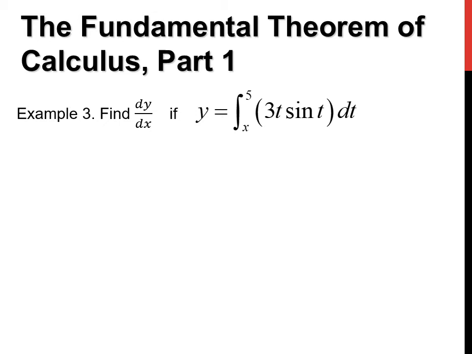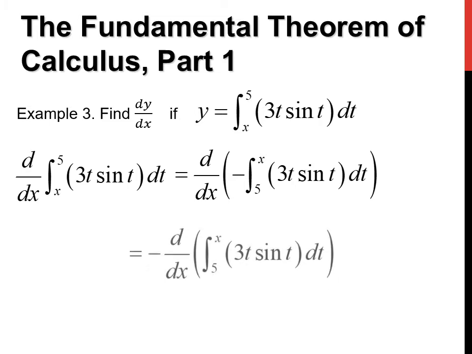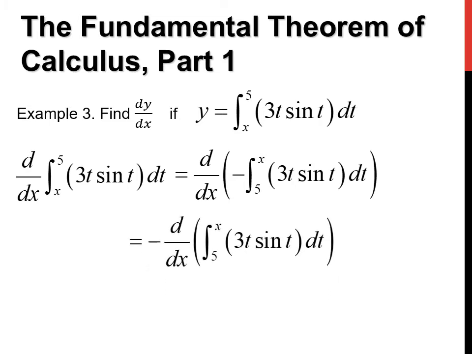So to rectify this, we have to change the order of the limits of integration and introduce a negative sign in front of the integral. Hence, the derivative of the given integral is equal to d by dx of negative, and we revert the order of the limits from x to 5 to 5 to x, and then 3t sine t dt. The negative sign can be factored out, and we are familiar with the fact that the derivative of an integral of a function is the function itself. So ignore the constant and replace t by x. That makes your answer equal to negative 3x sine x.